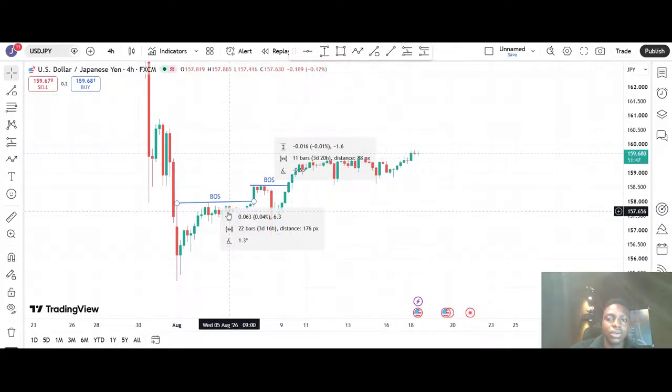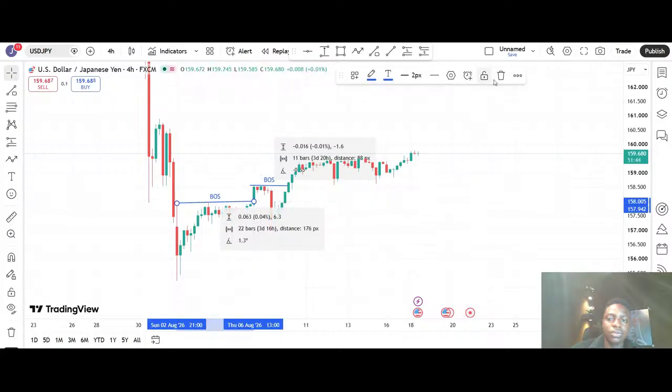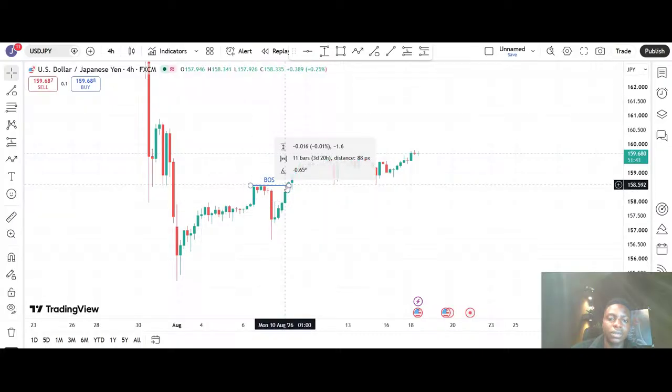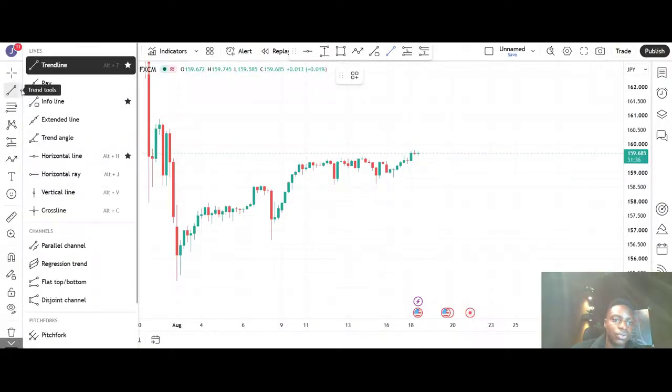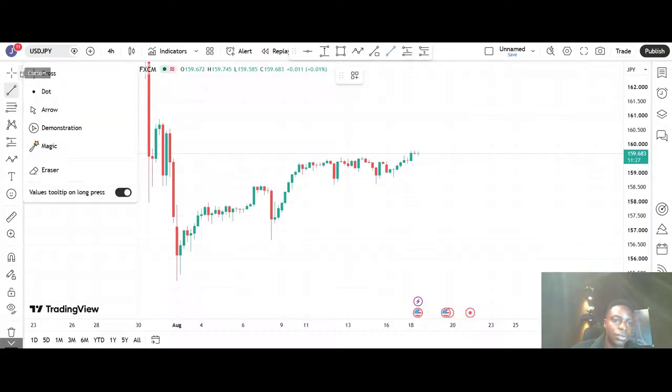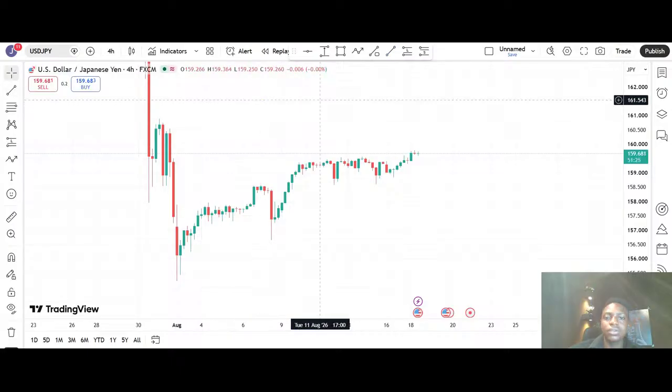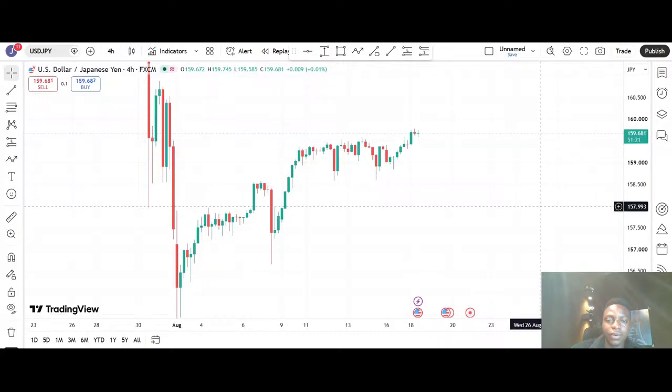Most of the time you will not like to use this particular line, so you can preferably use this to do your drawing. Yes, we can use that to do our drawing. All right, so that is it. So we can see the movement on the 4-hour time frame.